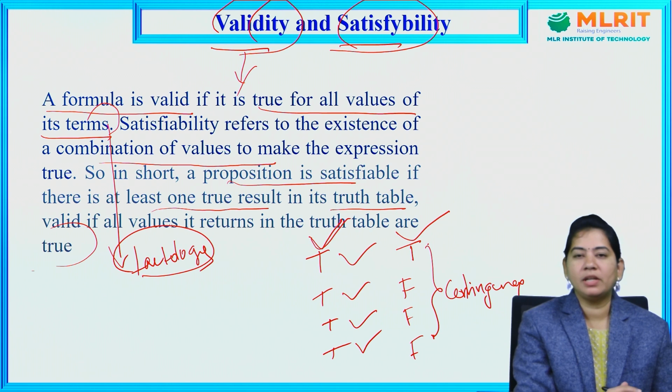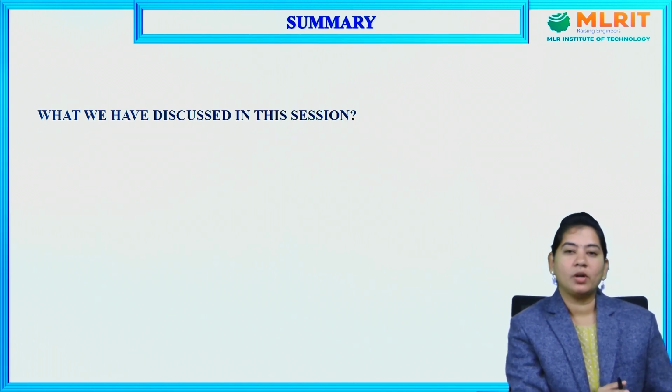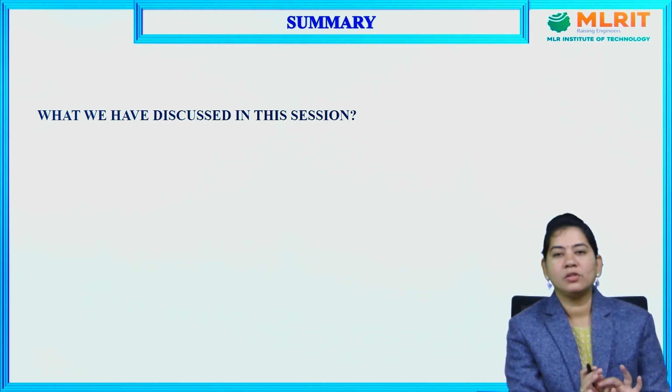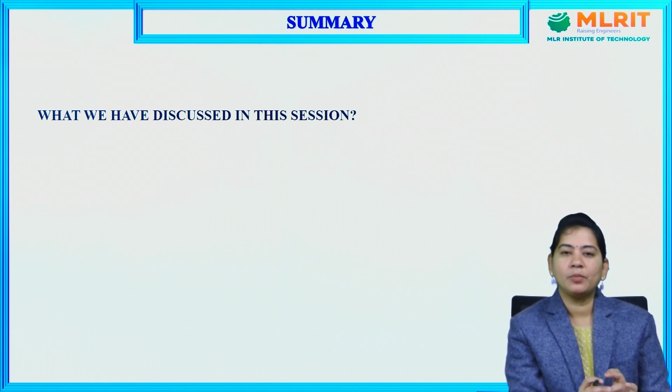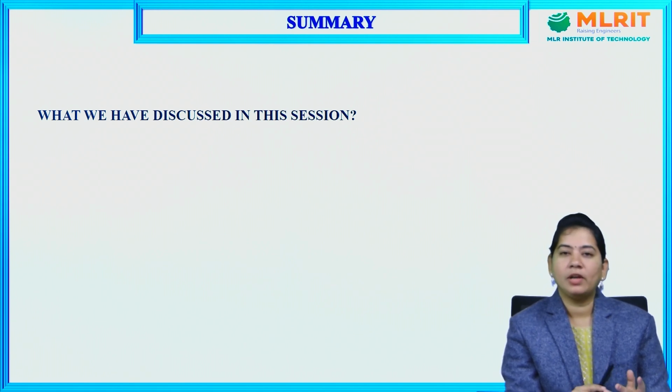So by this we'll end the session. What we have discussed today: what are the other connectives, that is NAND, NOR and also exclusive OR, and we have seen the truth tables to construct all these three other connectives. We have also seen converse, inverse and contrapositive, and the worked example of how to convert to converse, inverse and contrapositive. And we have also seen syntax, semantics, well-formed formula, validity and satisfiability.